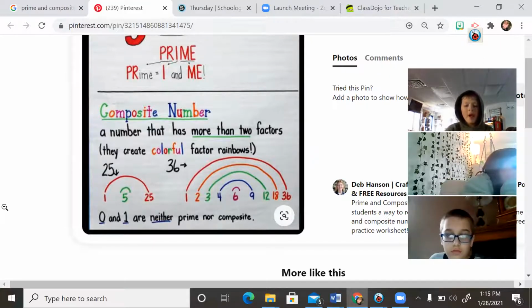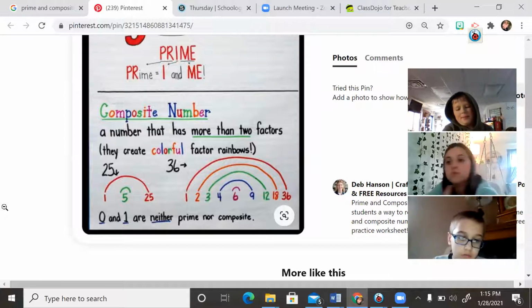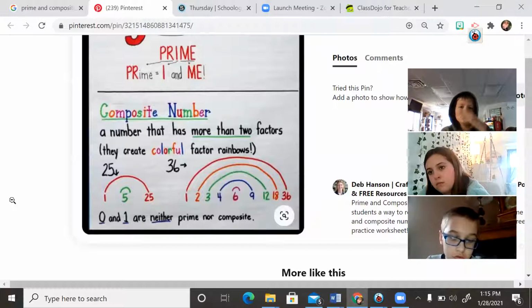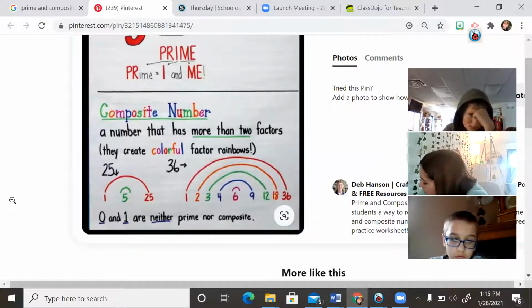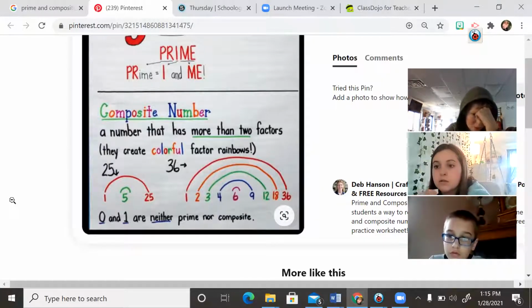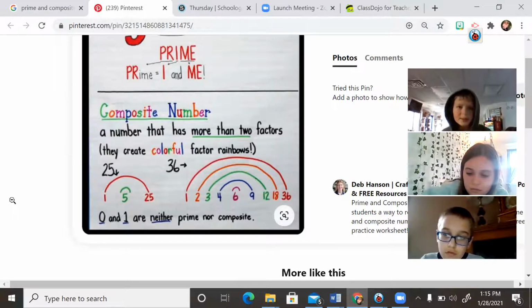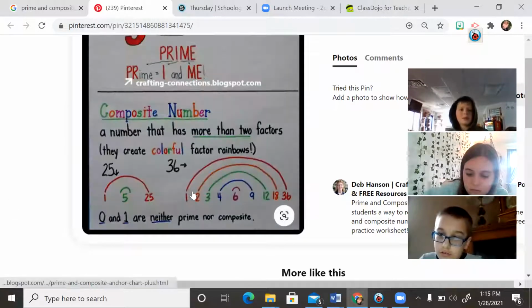Now let's look at the big colorful rainbow. Brian, look at 36. We're going to start with the easiest also. What can you multiply 1 by to get 36? Let's see. Does your new volume work? Yes. Oh yeah, let's test it out. 1 times what equals 36? 36. So that's why we have 1 times 36.